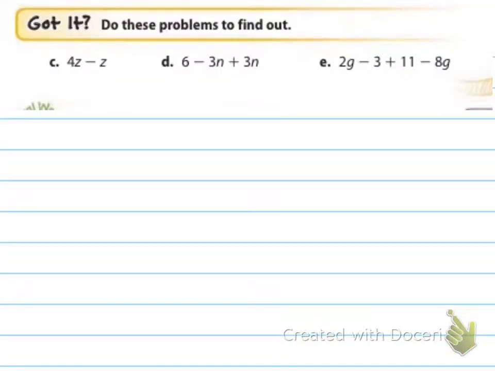So here we go. We've got 4z's minus 1z. And remember that when we don't have the coefficient there, you can write in that invisible 1. I almost always do. It just helps me remember. So you've got 4z's minus 1z. What do you end up getting? 3z's. All right, so you do D and E on your own, and when you come back, we'll go over the answers. Pause the video now.